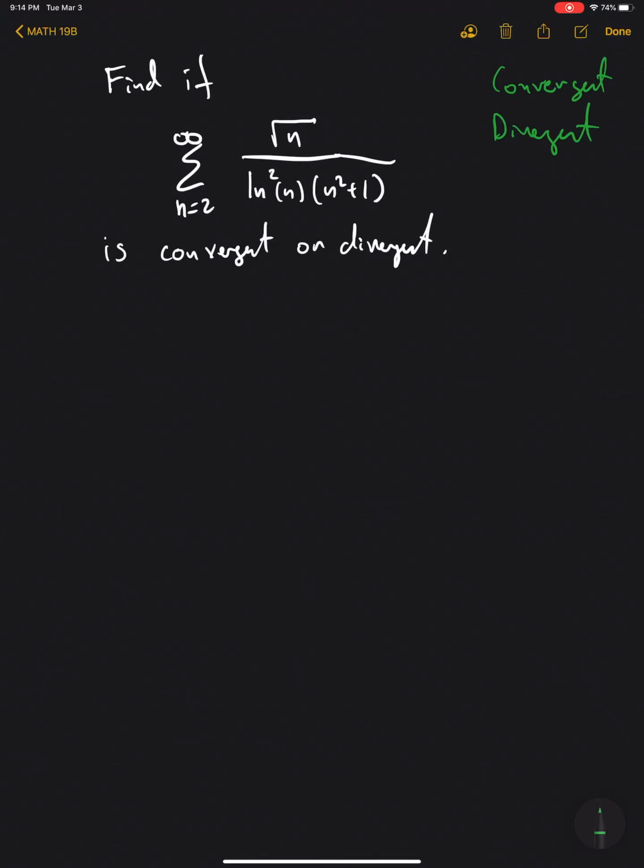In the case there is a number, then that number can be found using a computer or a calculator. In the case that the number does not exist, whatever a computer can give me is not true and not useful. So first we're going to analyze the sequence associated with this series: the square root of n over natural log of n squared times n squared plus 1.